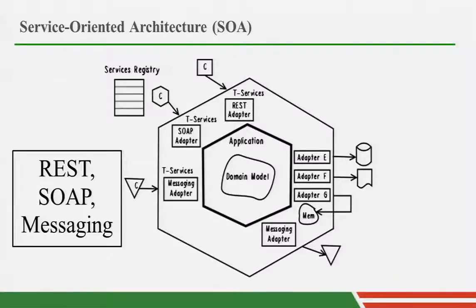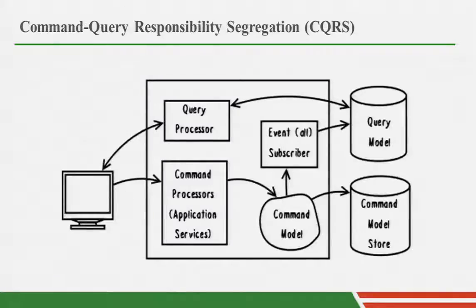We can also apply hexagonal to a service-oriented architecture where we simply add in a service registry, and then we can support REST, SOAP, messaging, whatever these adapters are adapting for. They're just simply putting those requests into an API, services that again are reflected into the domain model.